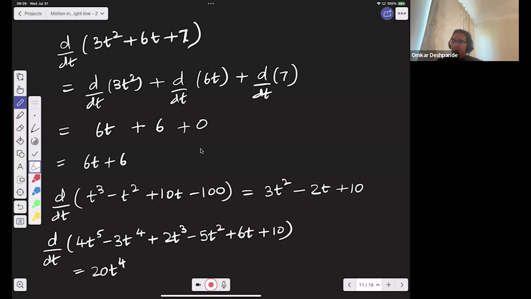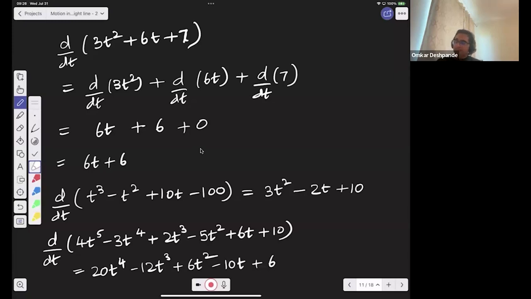minus 3 times the derivative of t to the power 4, which is 4t cubed. So 3 times 4t cubed is 12t cubed, plus twice the derivative of t cubed, which is 3t squared. So twice 3t squared is 6t squared, minus the derivative of 5t squared, which is 5 times the derivative of t squared, which is 2t. 5 times 2t is 10t. The derivative of 6t is just 6 times 1. And the derivative of 10 is 0. So this is the derivative.